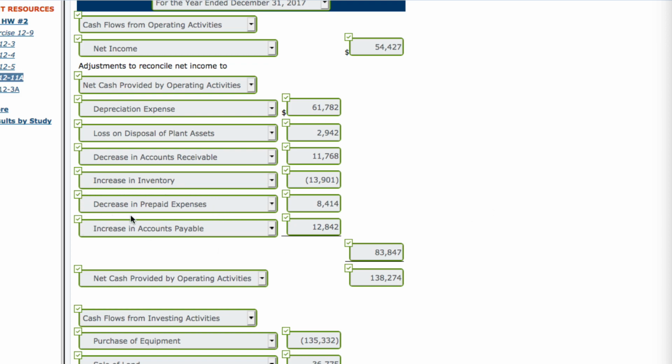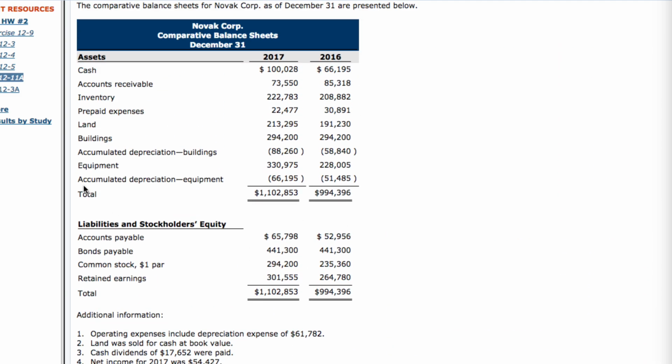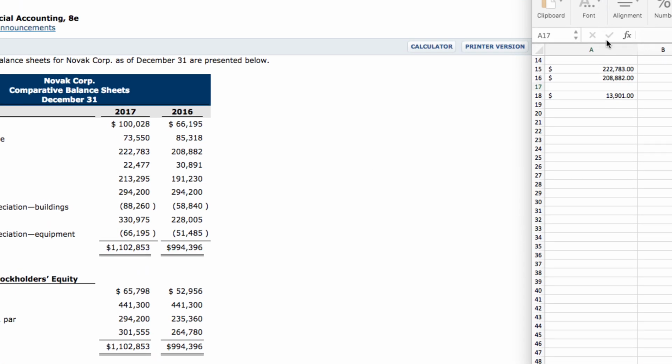Next, we have a decrease in prepaid expenses. That came from right here. In 2017, it was 22,000. In 2016, it was 30,000. So that's why we have a decrease. 30,891.